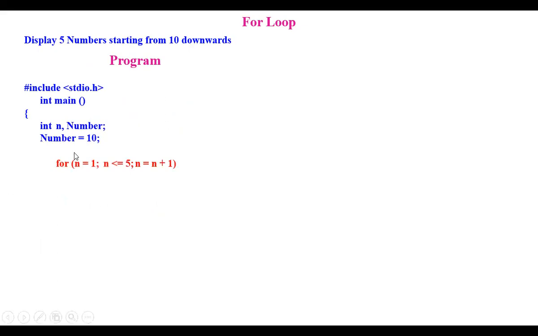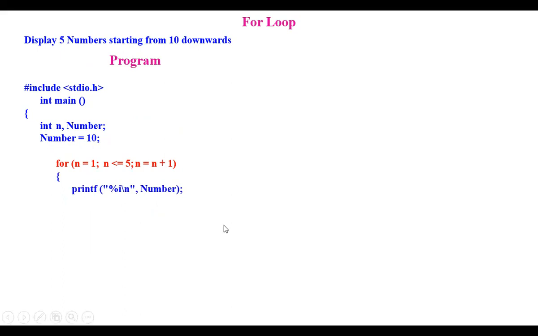So here, display 5 numbers starting from 10 downwards in descending order. So let us see. n and number both are taken here. Number is initialized because we want to start with 10, number is assigned with 10. So n starts with 1. We want only 5 numbers, that's why up to 5, and equal to 5 also. Incrementing of n and display the number here.